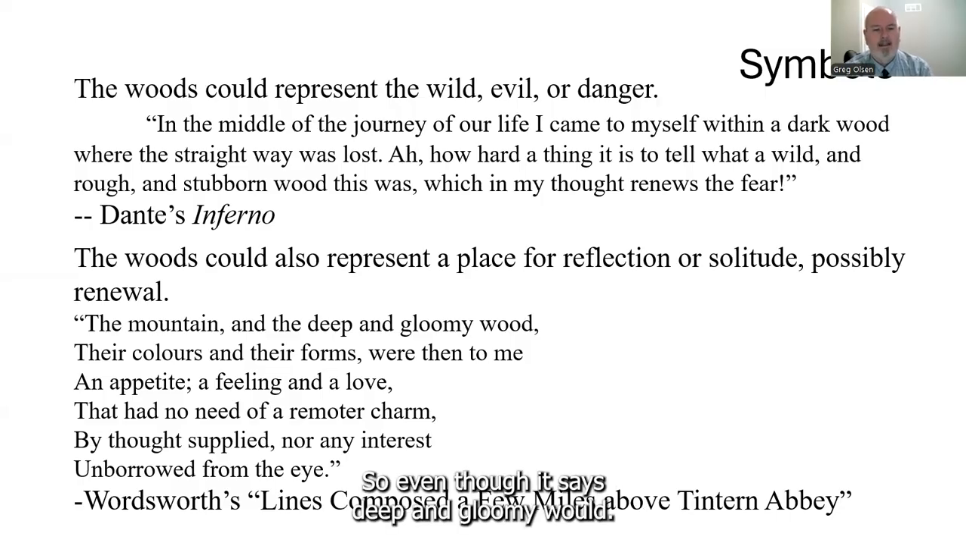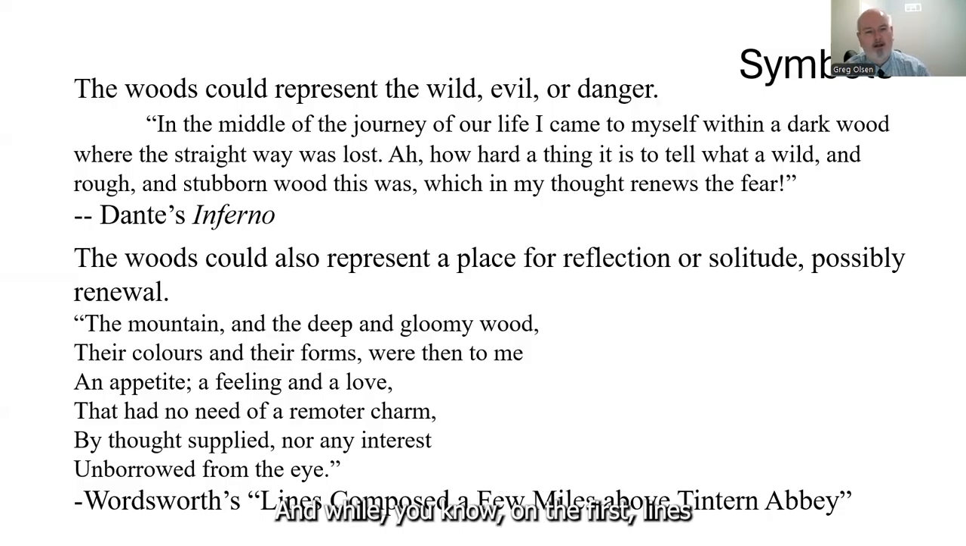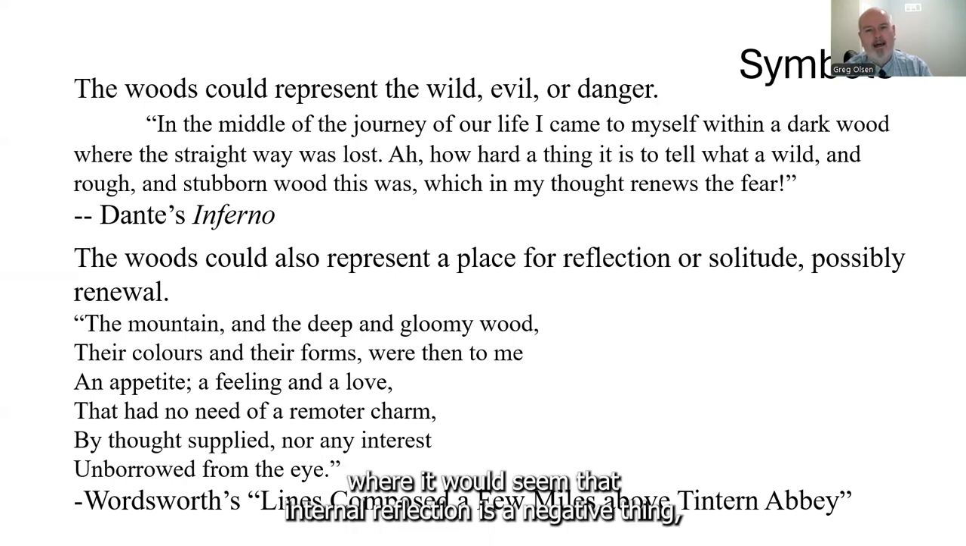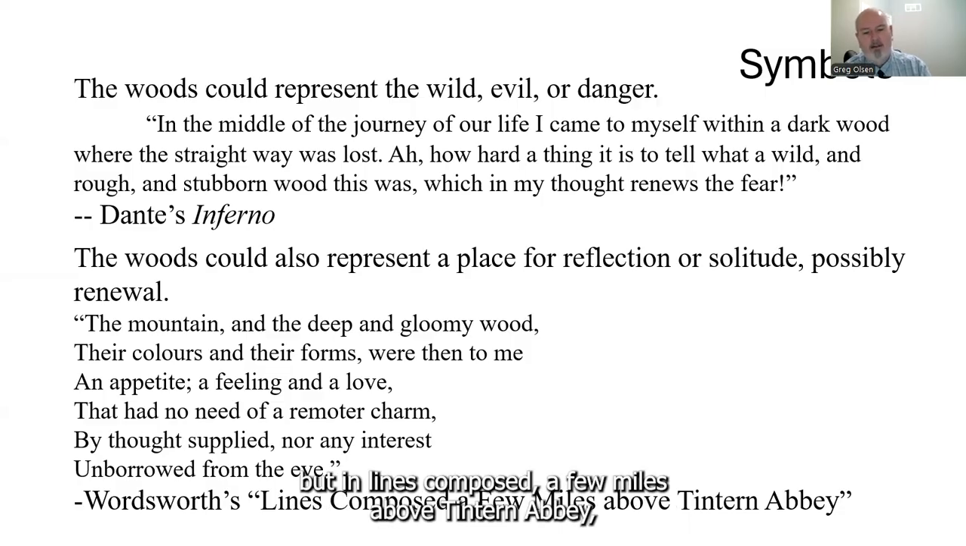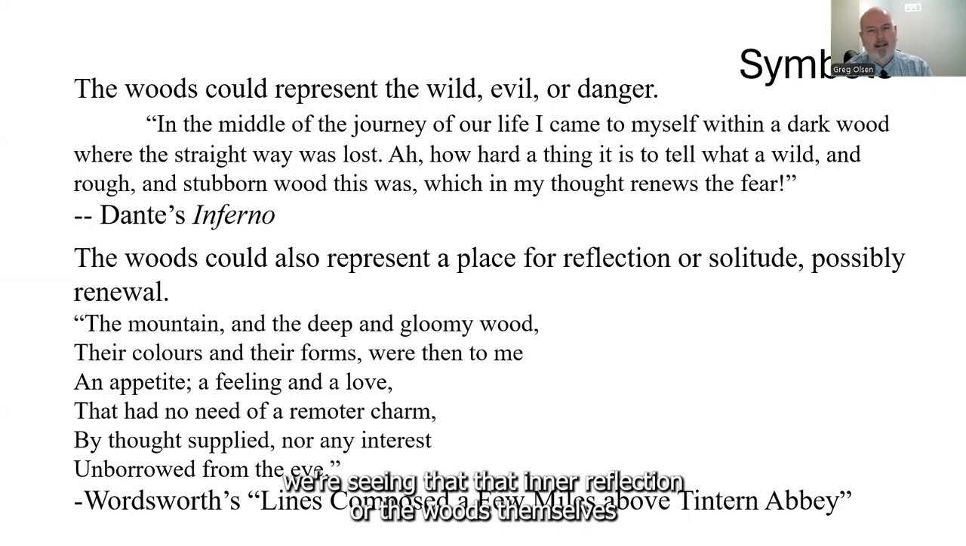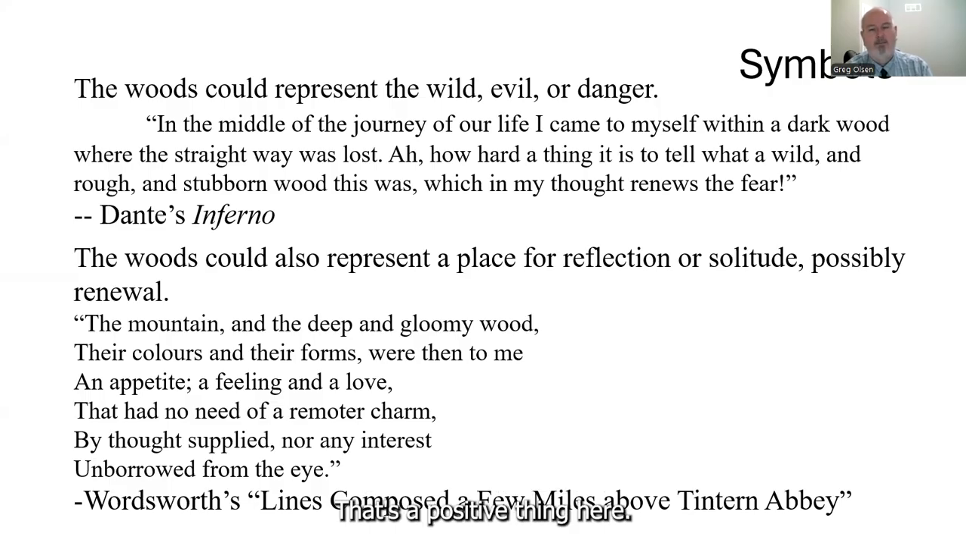So even though it says deep and gloomy wood, so we kind of get that idea again of danger or evil, in this case it is representing maybe looking more inward towards ourselves. And while in the first lines in the Inferno, we're seeing that internal reflection as a negative thing, in "Lines Composed a Few Miles Above Tintern Abbey," we're seeing that inner reflection, or the woods themselves that maybe represent that inner reflection, as a positive thing here.